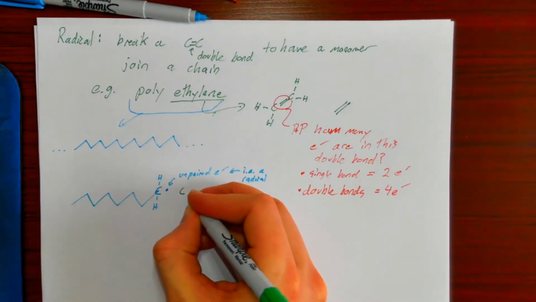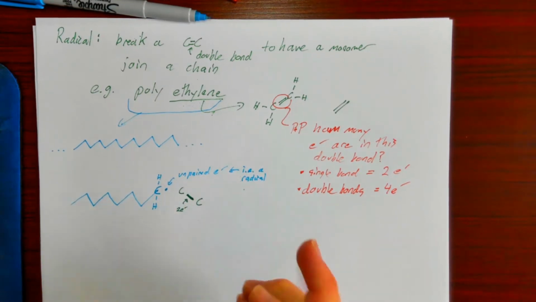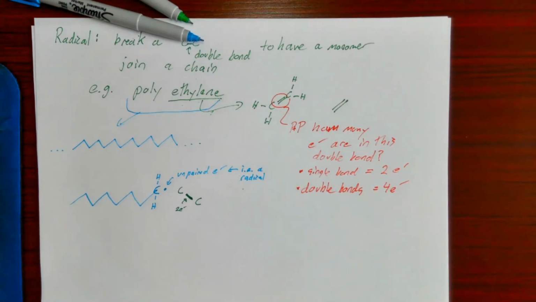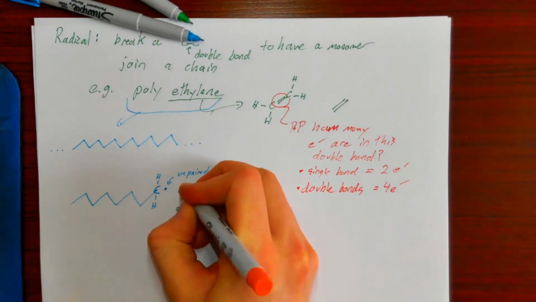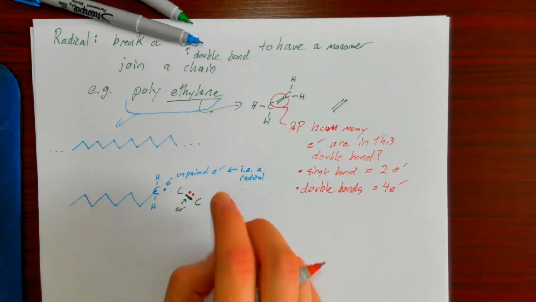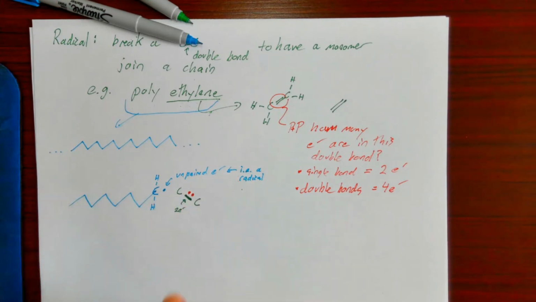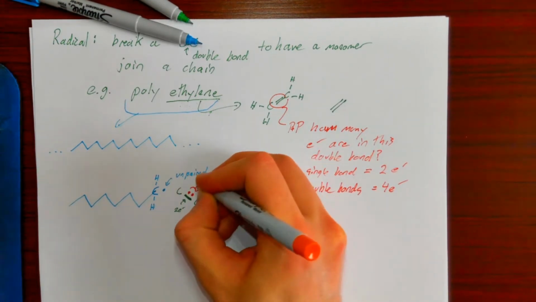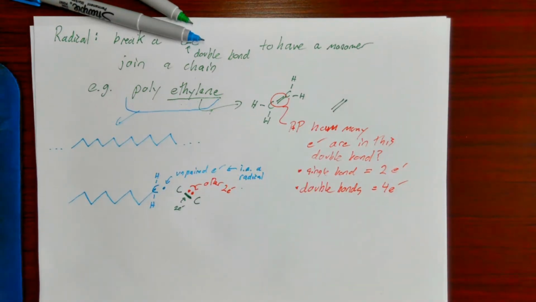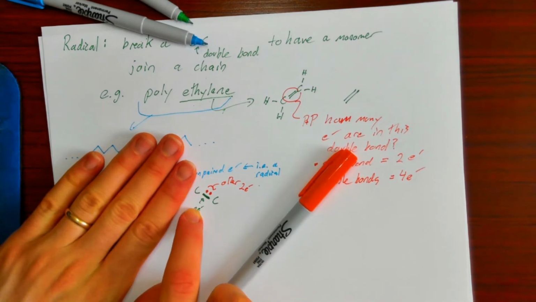I'm going to imagine 2 of these electrons as being a single bond, and I'm going to pretend that the other 2 electrons that participate in this double bond are not joined together to form a second bond, but rather acting separately. So this is the other 2 electrons.